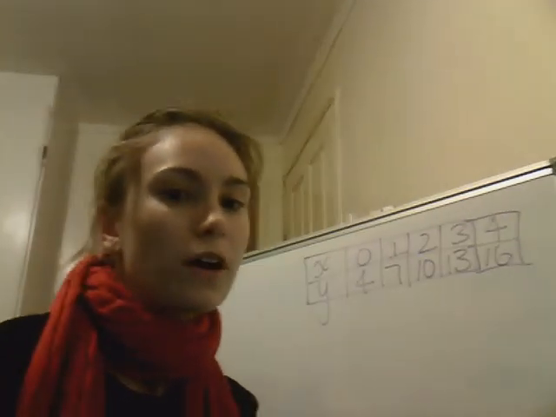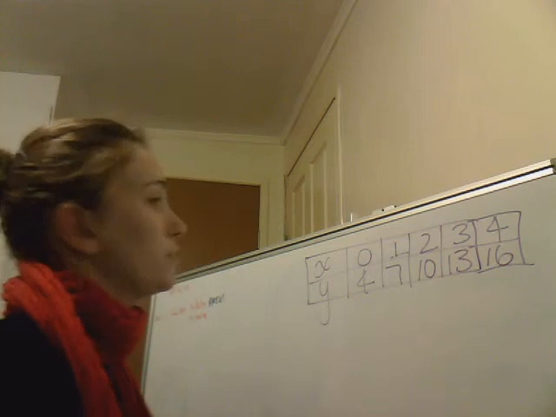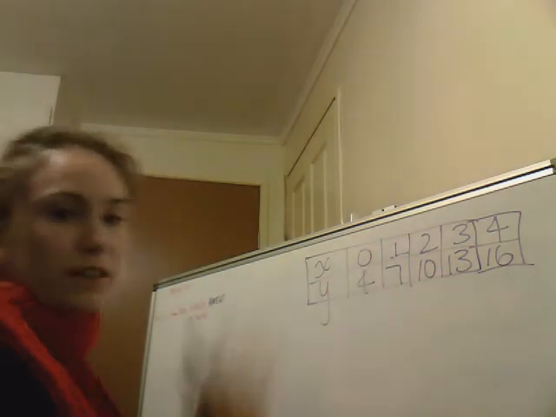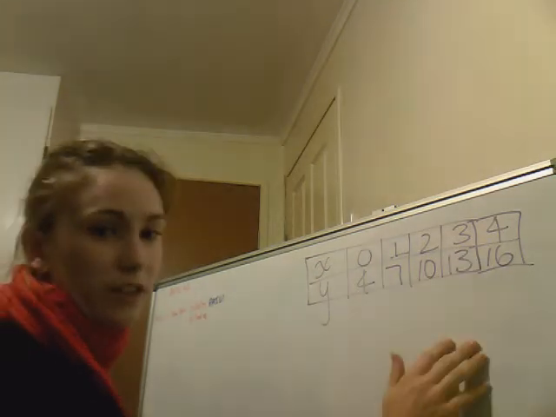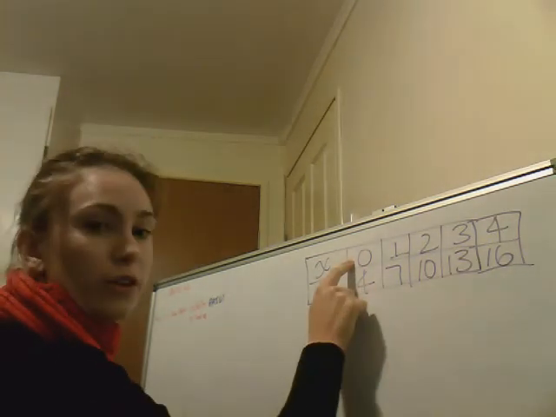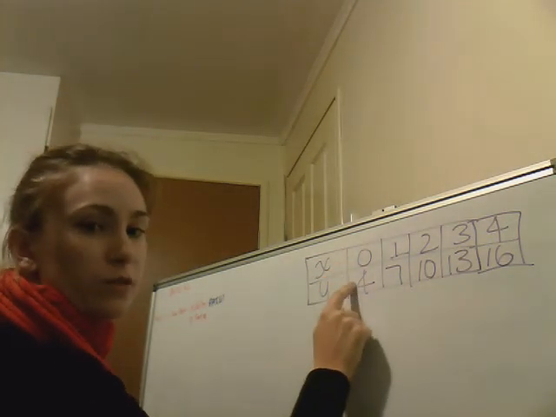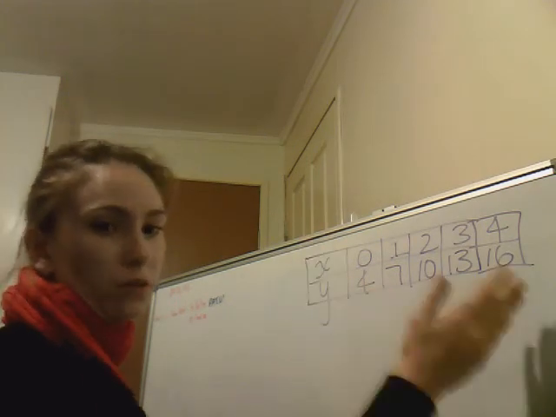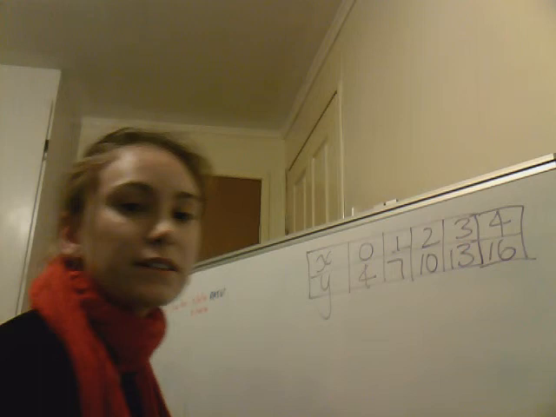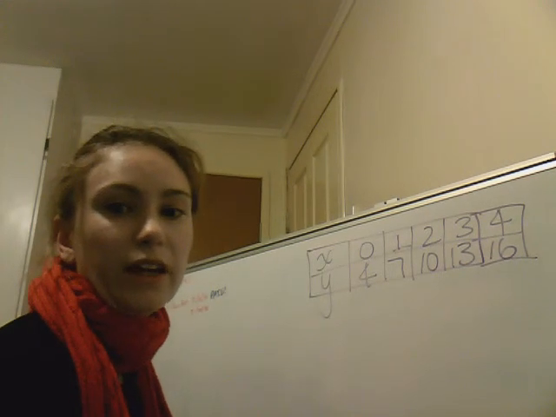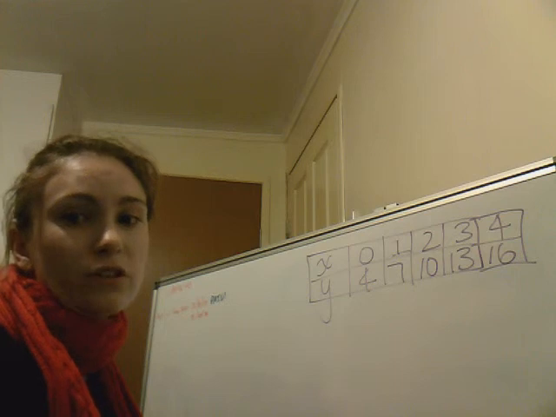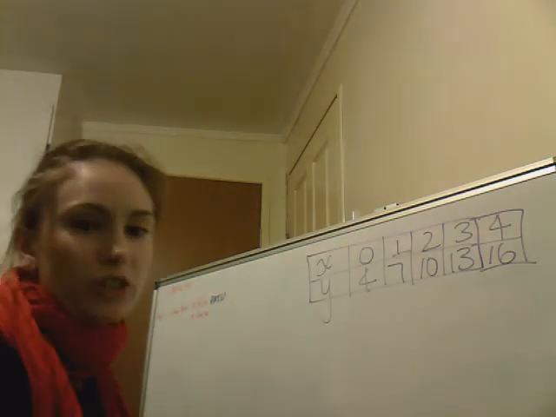Hello grade 9s again. So I've just spoken to you about finding the rule of a data set. Let's say we've got the same values again, x equals 0 when y equals 4, x equals 1 when y equals 7, and so on. Let's say you've been given a question that says justify how you can tell that this is a linear relationship.